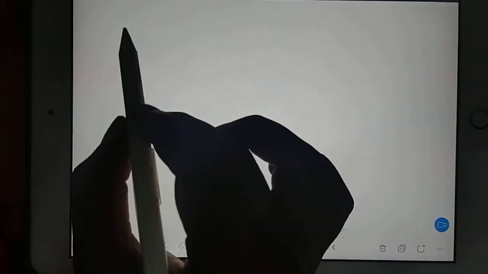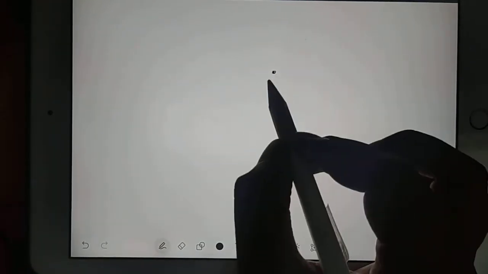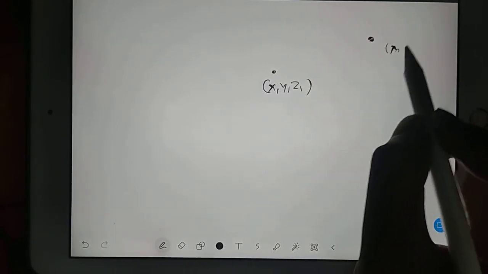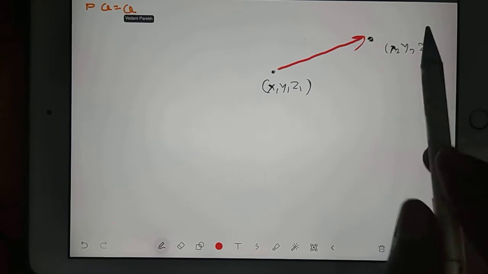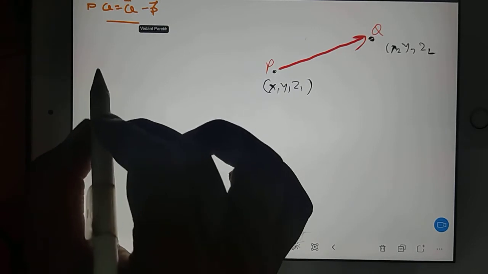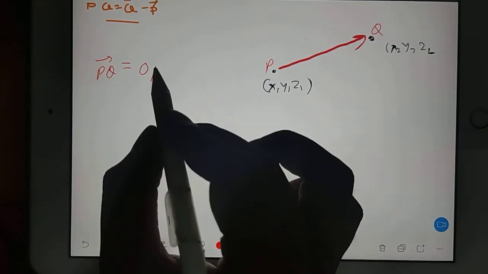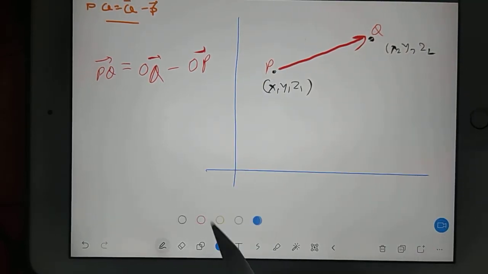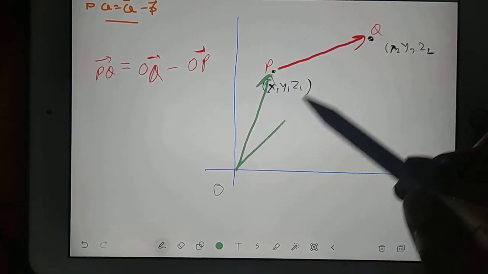Suppose there is a concept. Suppose you have one point here with coordinates x1, y1, z1, and at this point you have coordinates x2, y2, z2. If you are looking for this vector, and you call it vector PQ, then you should write: vector PQ is nothing but OQ minus OP. Now what are OQ and OP? Actually, these points you connect from O, meaning the origin. So one is this vector and one is this vector.